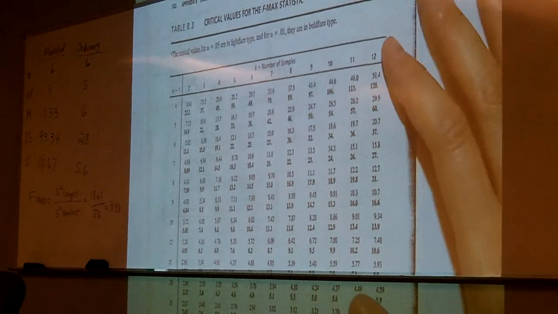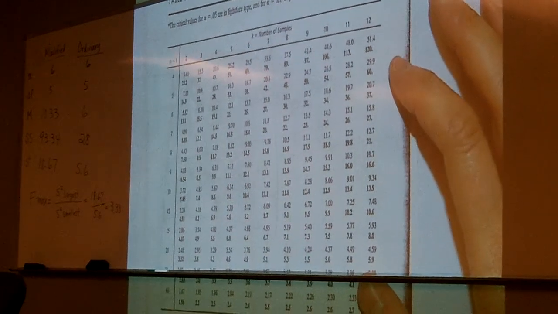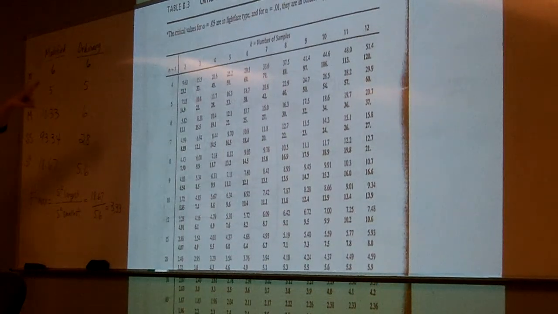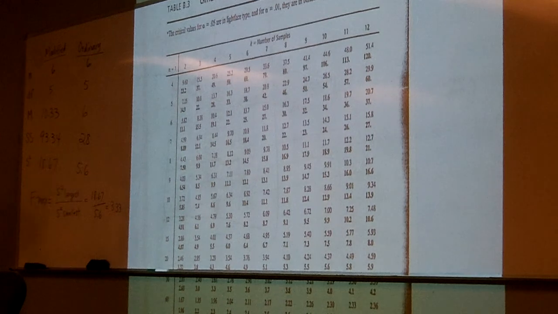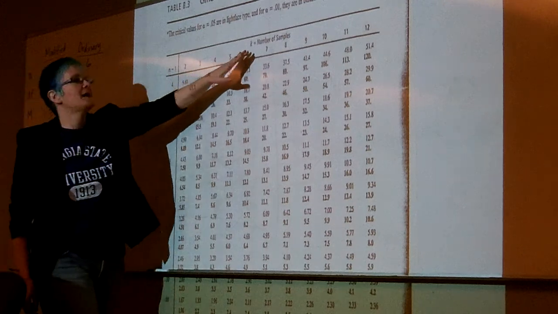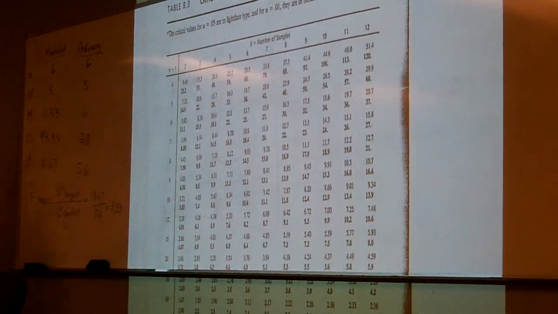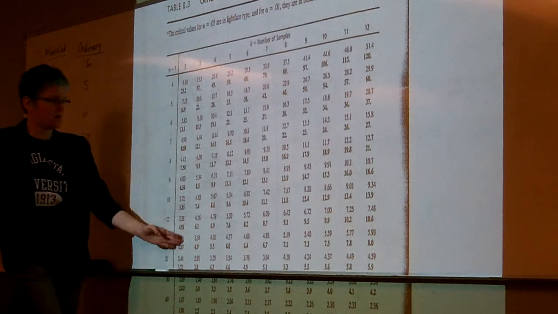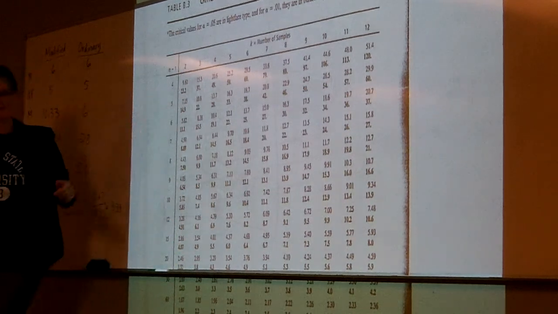Okay, so if we look at this table, we see that it says critical values for alpha equal 0.05 are in light face type, and for alpha 0.01 in bold face type. So we're talking about alpha 0.05. So we're going to be looking for a number in light face type. Now we need to find some n minus 1 and some k equals number of samples. Well, how many samples do we have? Two. Okay, so k equals 2. So we know we're looking here in this first column. Okay. Then it says n minus 1.